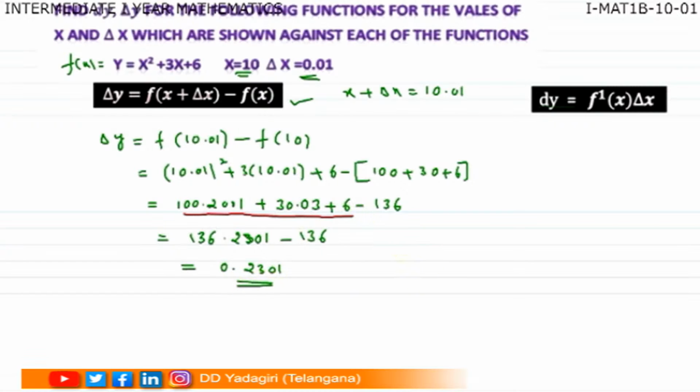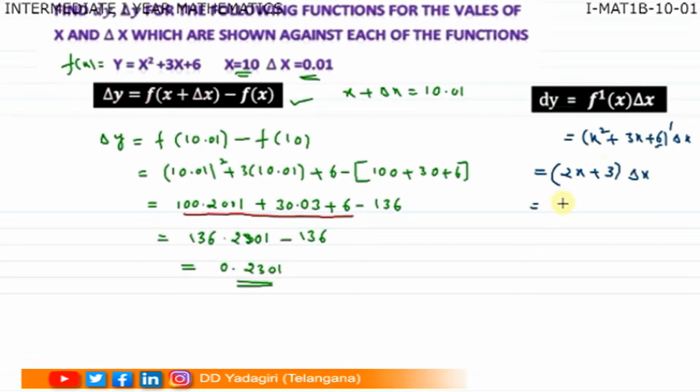Now next, to find dy, we already know the formula. dy is equal to f dash x into delta x. F dash x means write down the function as it is, 2x square plus 3x plus 6, take its derivative, into delta x as it is. Now x square derivative is 2x, plus 3 times x derivative is 3, plus constant derivative 0. So 2x plus 3 into delta x.